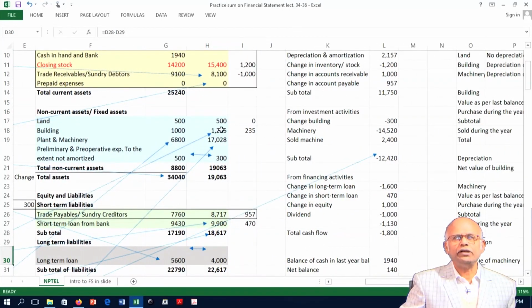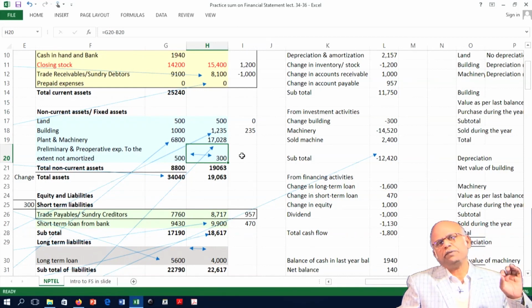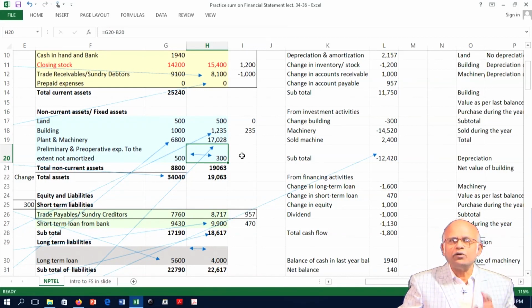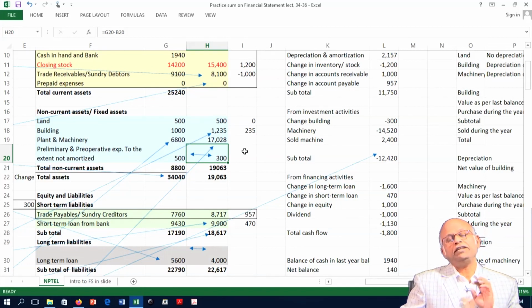So, we have 1235. Similarly, plant and machinery, we have 17,000, we have already discussed that in a nutshell, so we are not discussing it again. And same thing with amortization of preliminary preoperative, our previous balance of 500, we have already allowed writing off of preliminary preoperative depreciation. Writing off means amortization. For amortization, whatever rules the company plans, that becomes the rule.